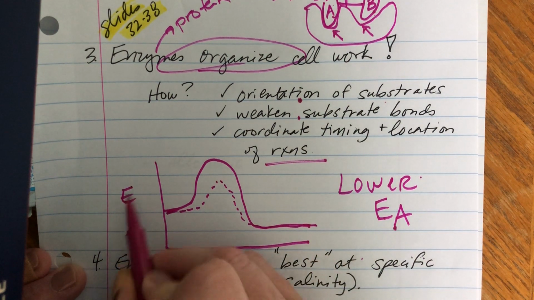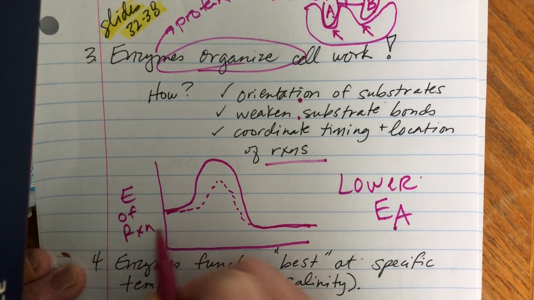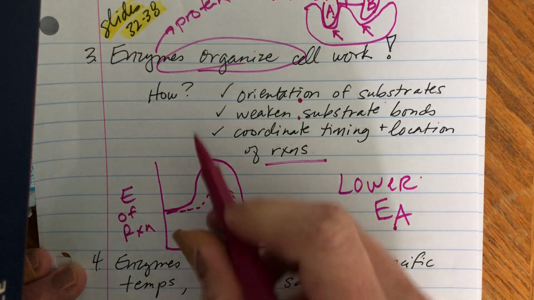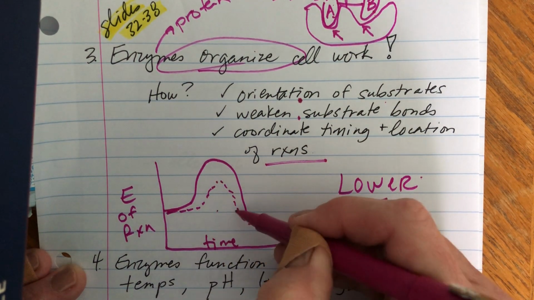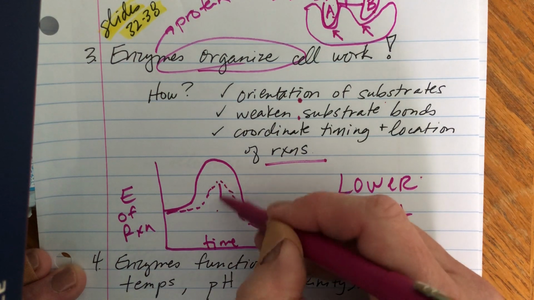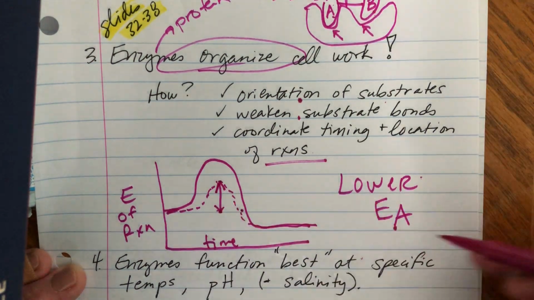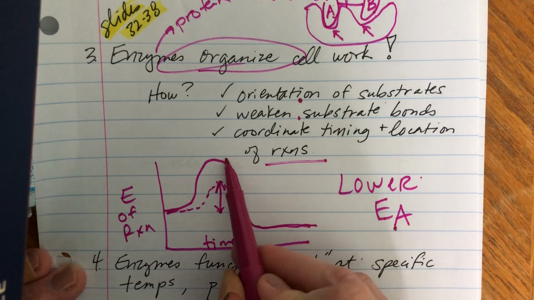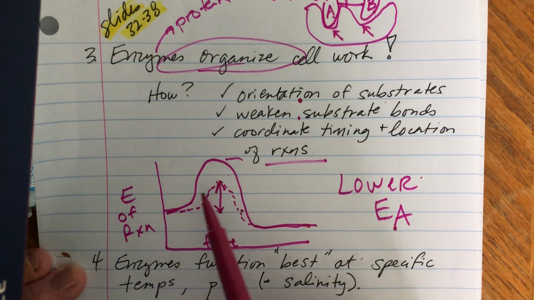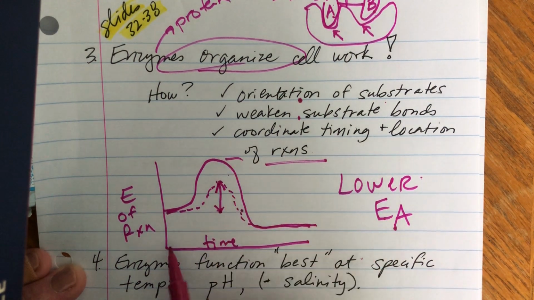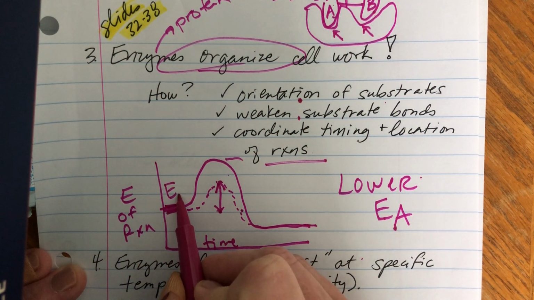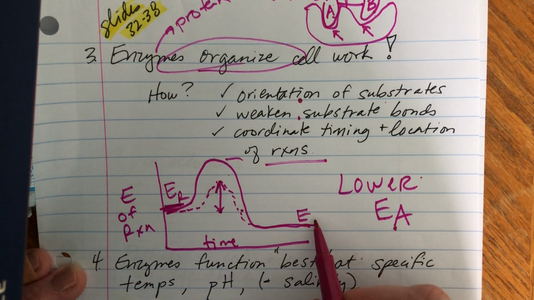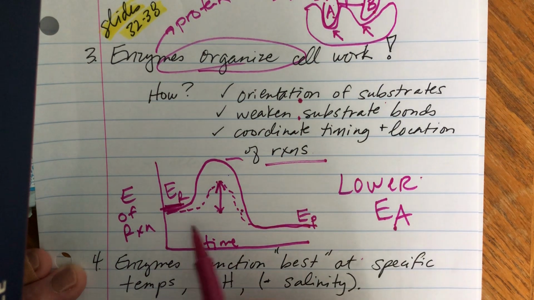So if this is the energy of the reaction, and this is time, you add an enzyme, there's less of a hill to climb to get that reaction going. The hill is shorter. We call the difference between the energy of the reactants and the energy of the products delta G.